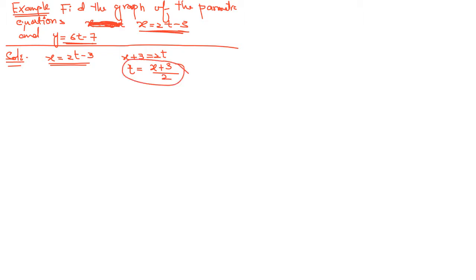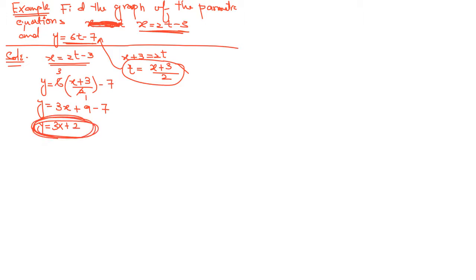So choose this value of t and substitute in y. What will you get? y is equal to 6 into (x plus 3) divided by 2, minus 7. Simplify this. When you simplify, 2 into 6 is 3, that is equal to 3x plus 9 minus 7. So y becomes 3x plus 2. Okay, now we have this equation.